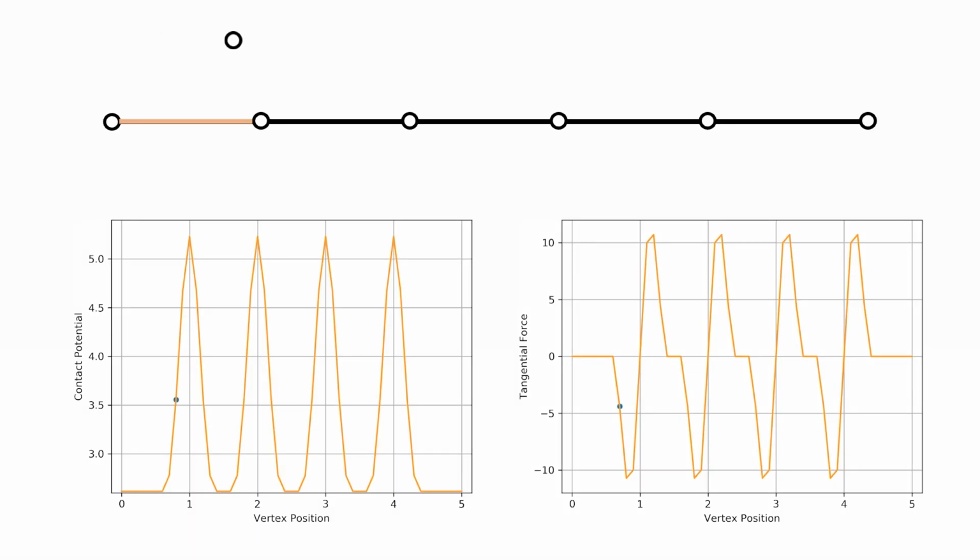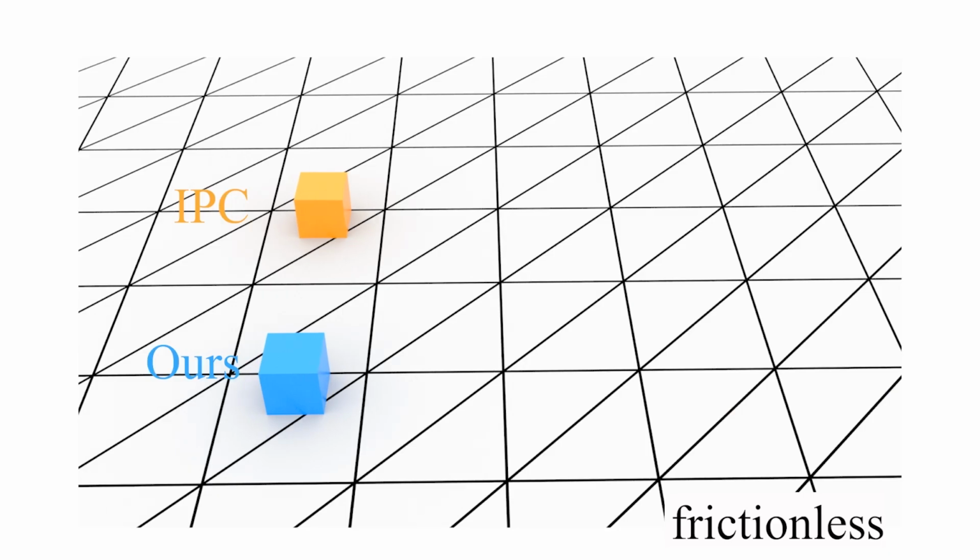While this superposition technique removes discontinuities in force directions, it introduces contact energy peaks at segment junctions as shown in the plot on the left. These fluctuations in contact energy, in turn, give rise to spurious tangential forces as shown in the plot on the right. And these tangential forces are the reason why the cube grinds to a halt when modeled with IPC.